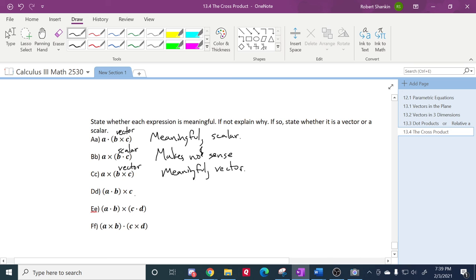Alright, let's go to D. Hit enter. Group 1. What is this? We said no because again, it's going to be a scalar times a vector, and you can't cross product those. Yeah, you can't cross product a scalar and a vector. Okay, E. Go ahead and do that. And F. Do the last two.